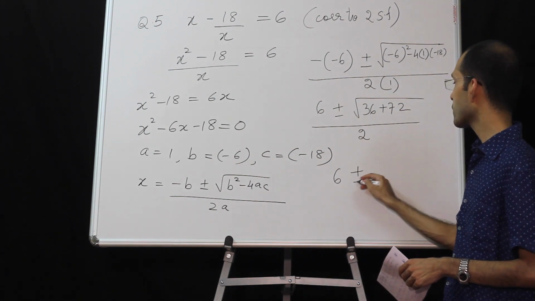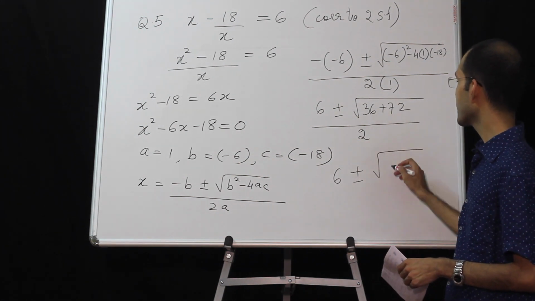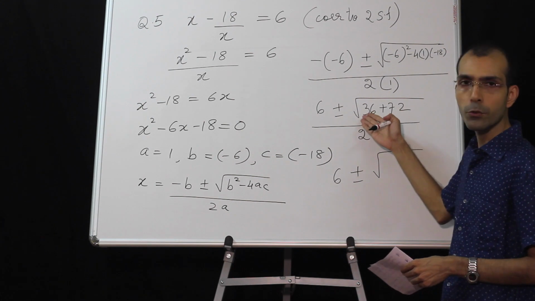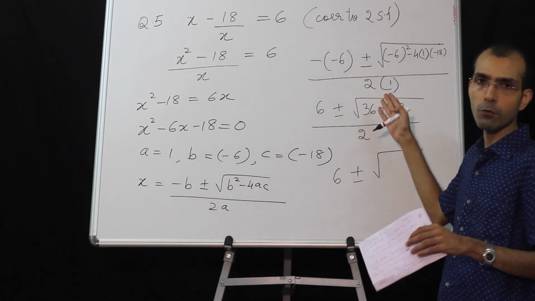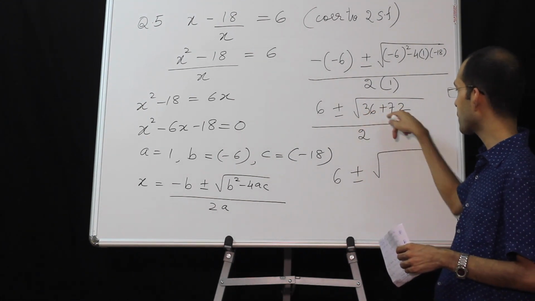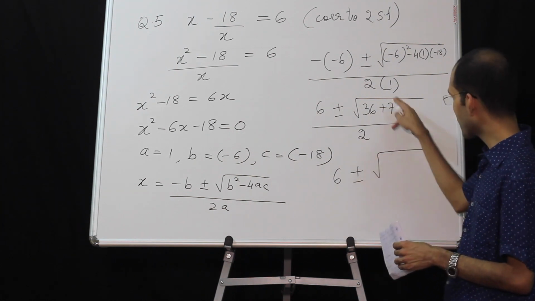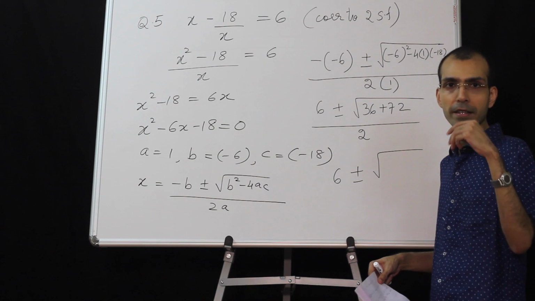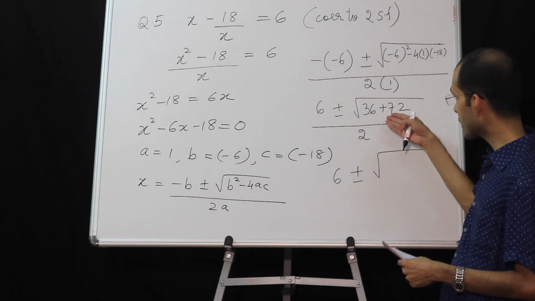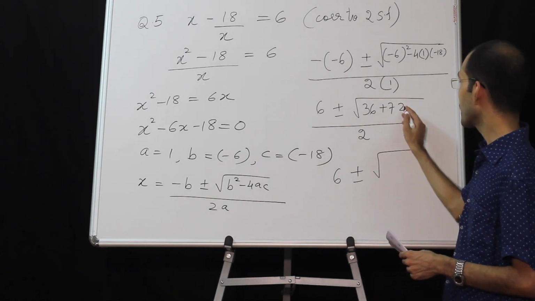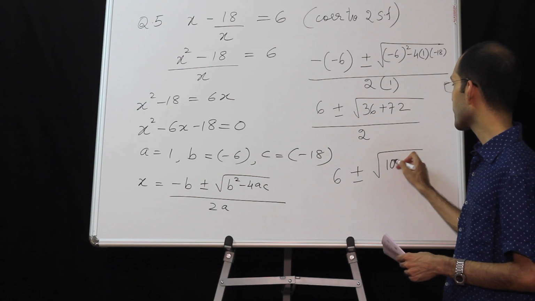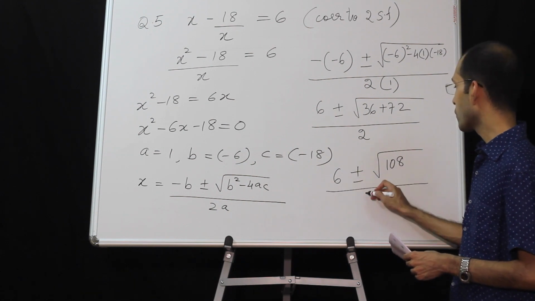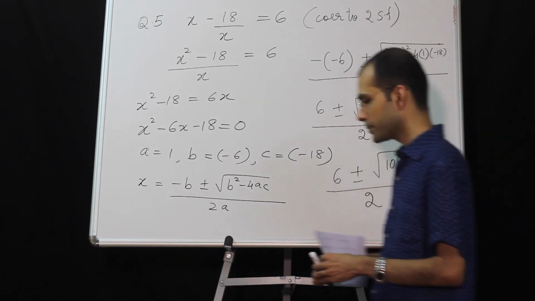So 6 plus or minus, add this. Do not try to use the square root on 36. Square root will not operate on 36 because there is a plus sign. Yes, if there was a multiplication sign, then the square root would have operated on both the terms independently, no problem. But not when there is plus or minus. So we'll have to add this. This will come to 108, the whole divided by 2.